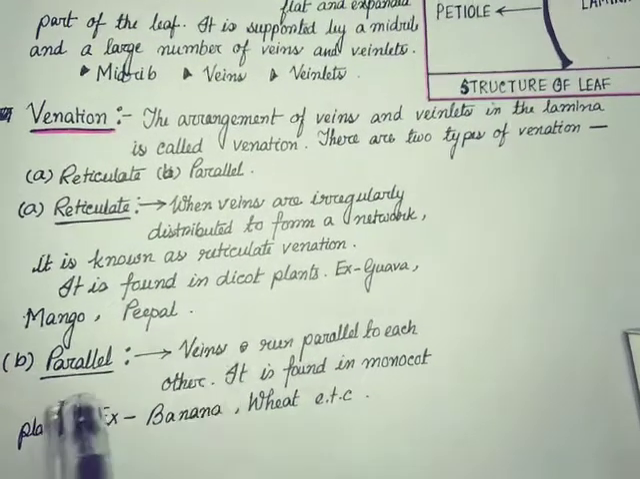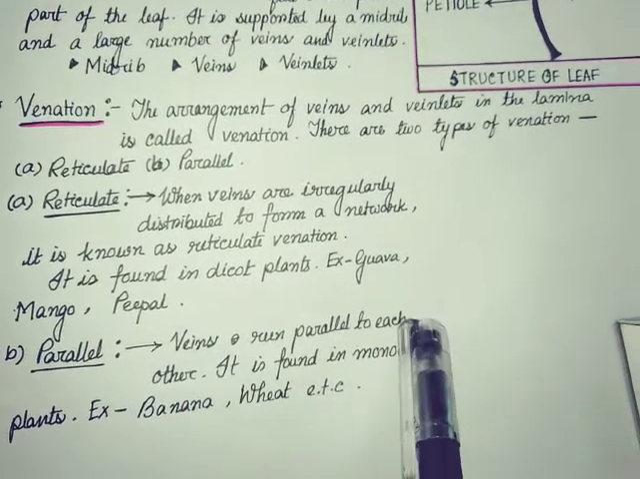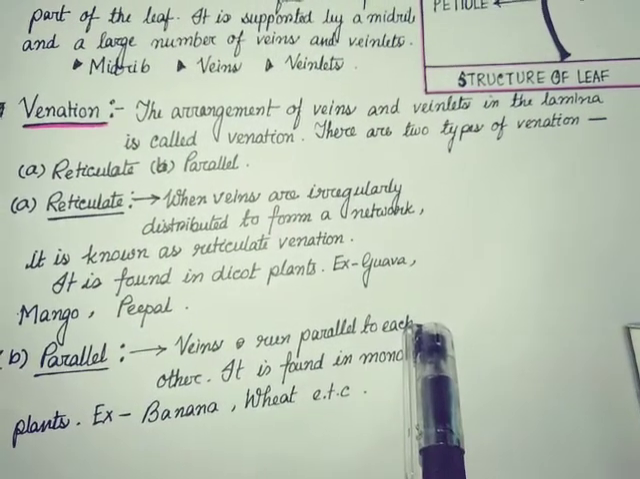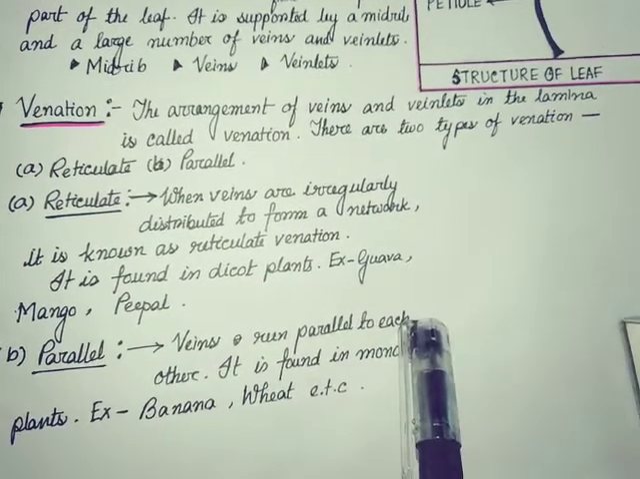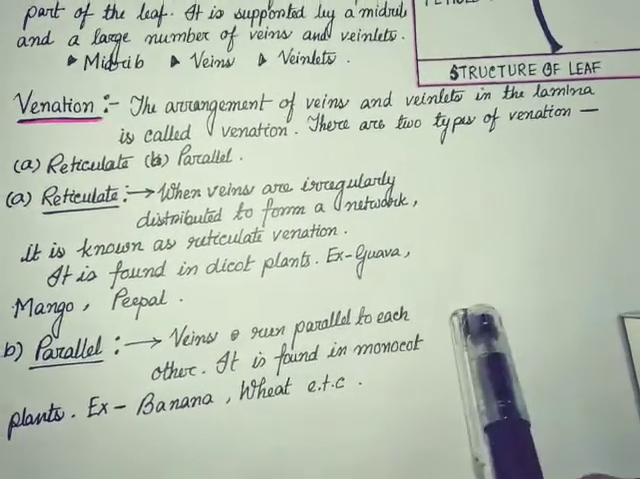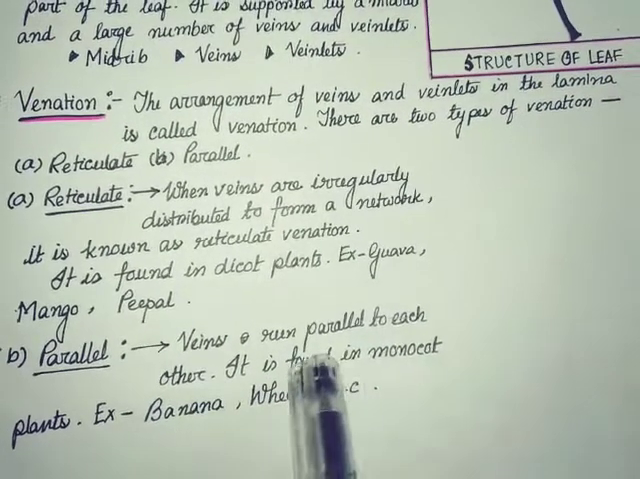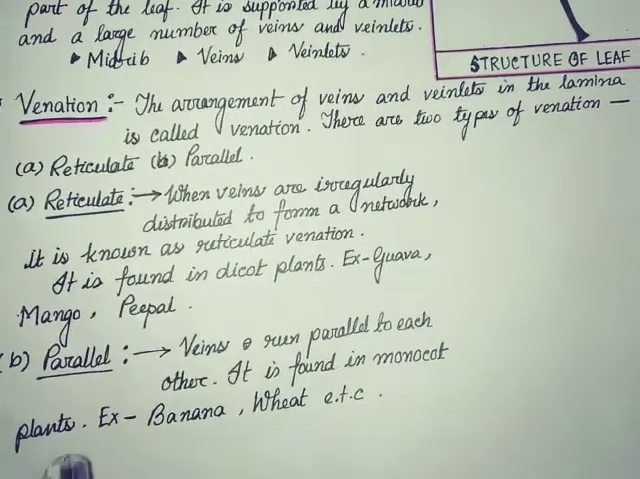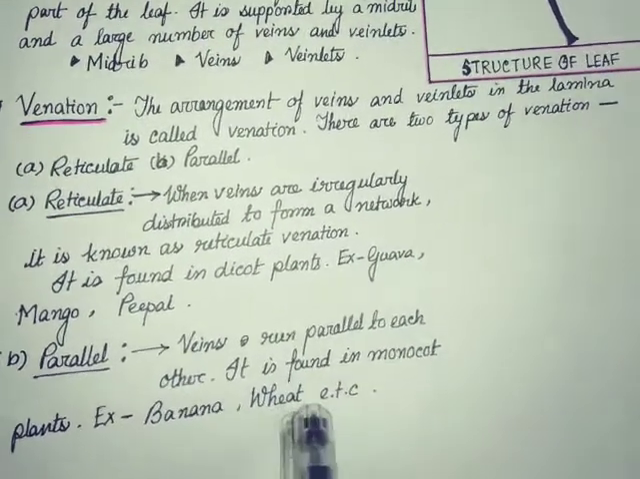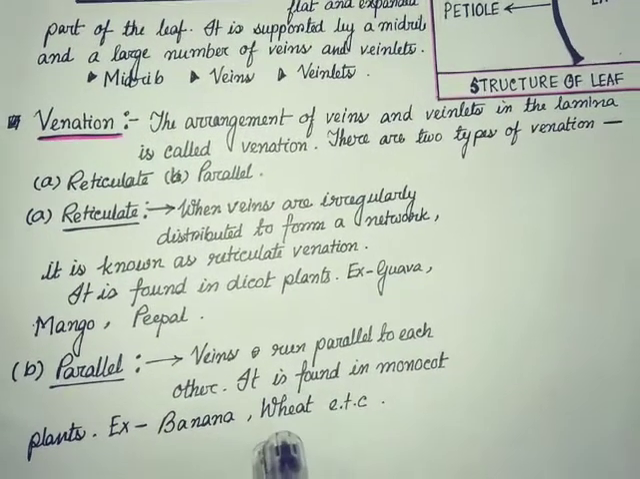And in parallel venation, veins run parallel to each other, which means they are not in network formation. They are not irregularly distributed, they are parallel to each other, they are not connecting with each other. So veins run parallel to each other. It is found in monocot plants. Examples are banana and wheat. So what is the difference between reticulate and parallel venation is important.